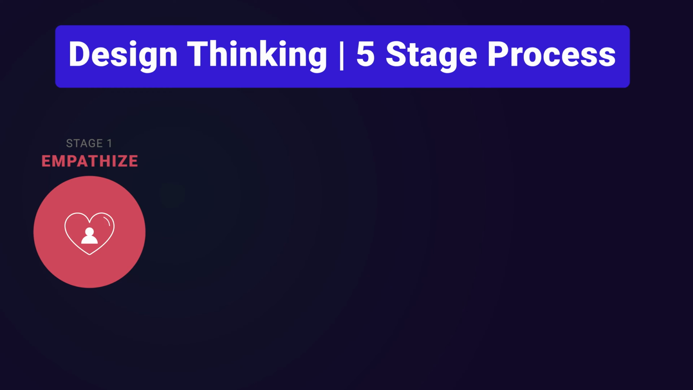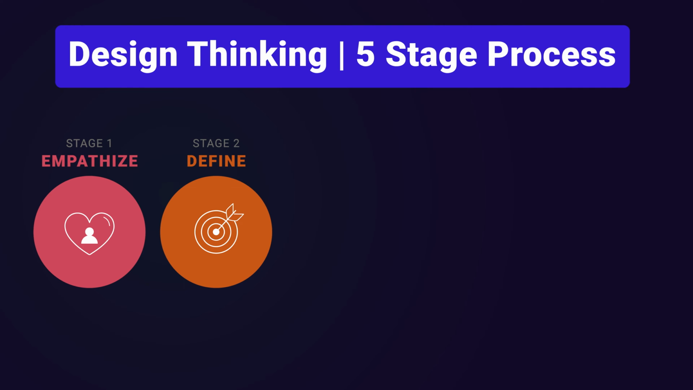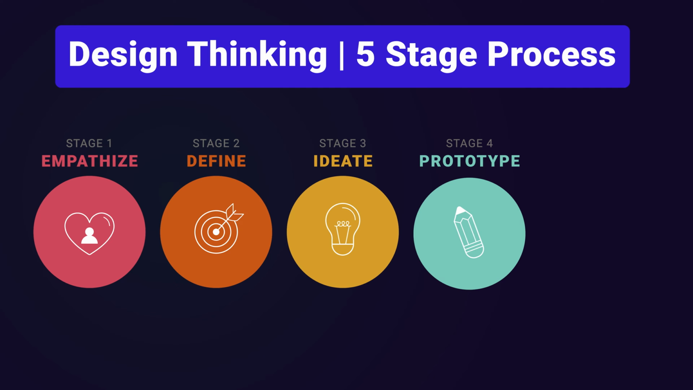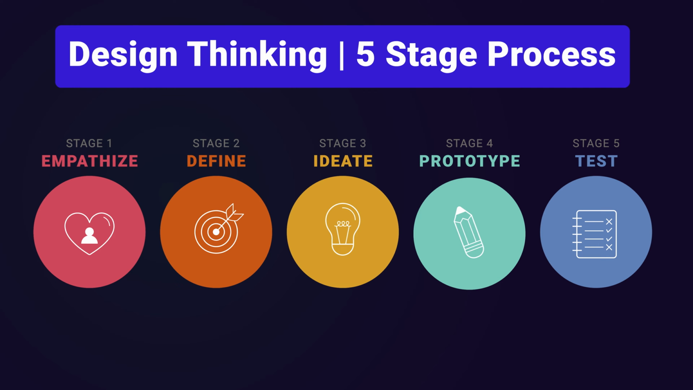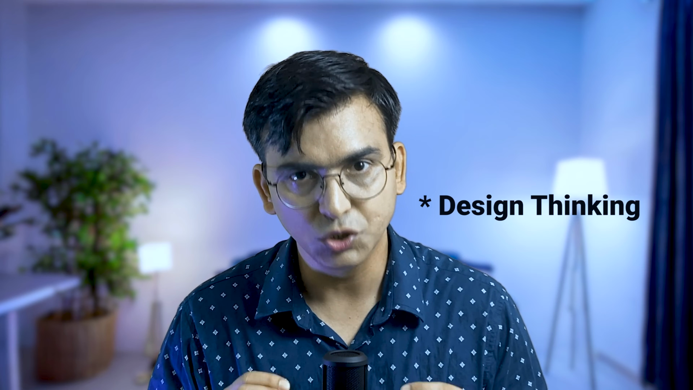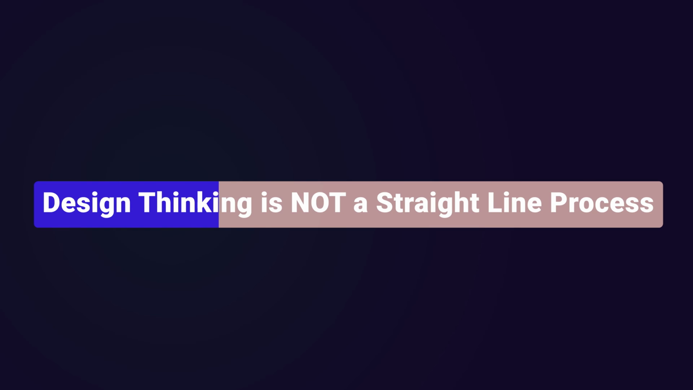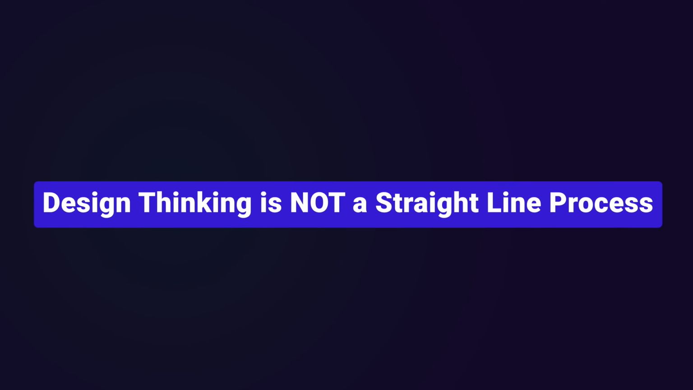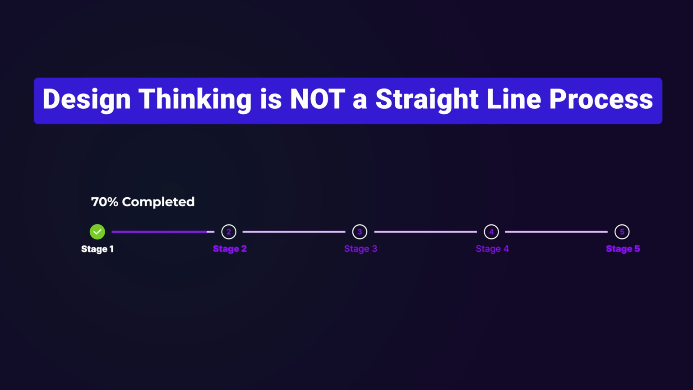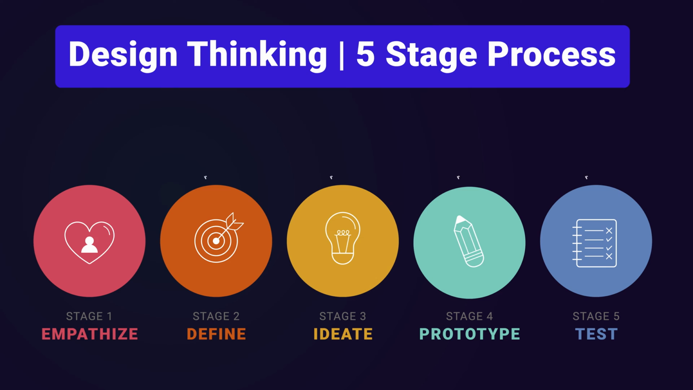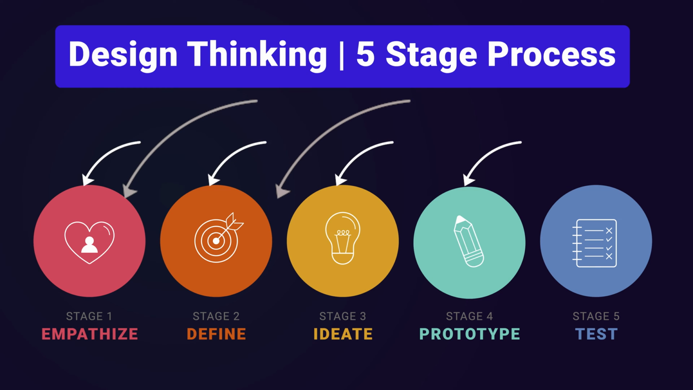It is a 5-stage process which starts with stage 1, empathize, stage 2, define, stage 3, ideate, stage 4, prototype, and stage 5, testing. One of the most important things about design thinking is that it is highly iterative, which means the process is not a straight line process where you start with stage 1, then you move to stage 2 and then to stage 3 and stage 4, etc. In design thinking, you might have to jump back and forth between the stages as per the user feedback. Now let's understand each of these stages in detail.